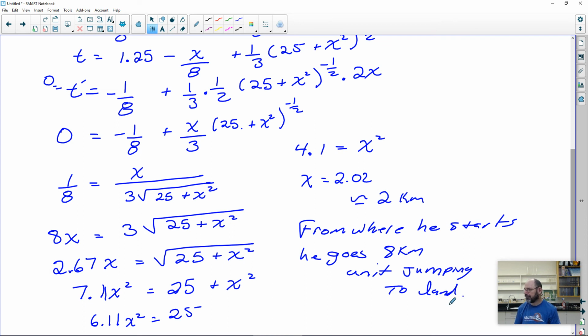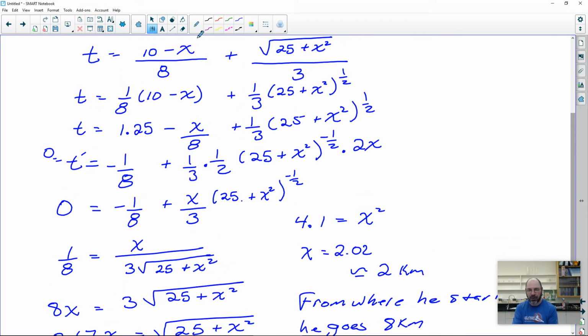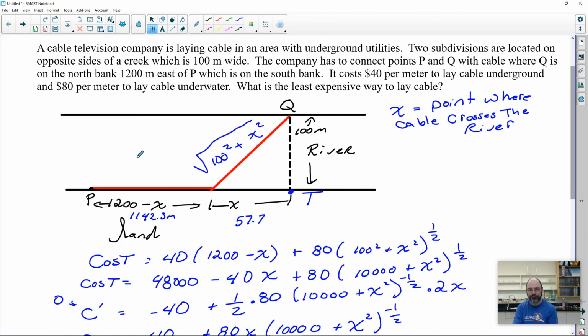Okay, and there are our 2 examples that we're going to do. We did one minimizing cost and one minimizing time. The time one uses distance over speed to be minimized, and the cost one used just the distance times the money per foot or per meter or whatever.